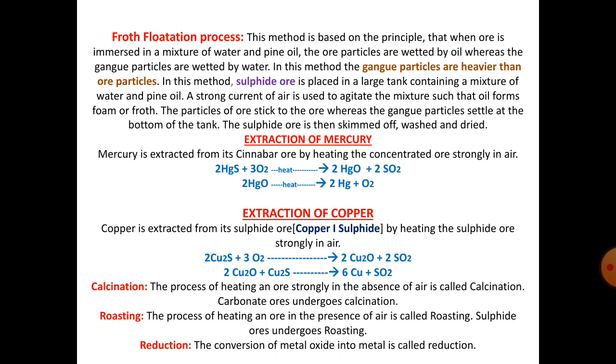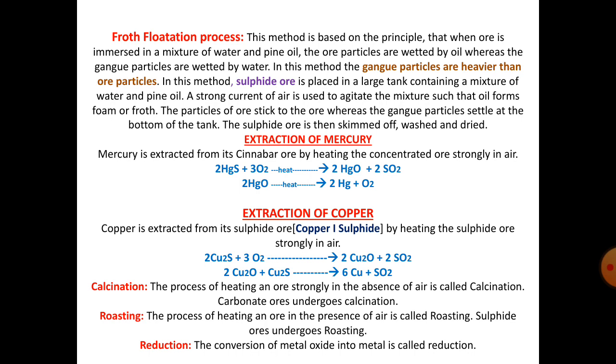Let's discuss the extraction of a few metals. Say, for example, extraction of mercury. Mercury is extracted from cinnabar ore. If they ask you a question, name the ore of mercury, the answer should be cinnabar. And how is it extracted? It is extracted by heating the cinnabar ore strongly in the presence of air.